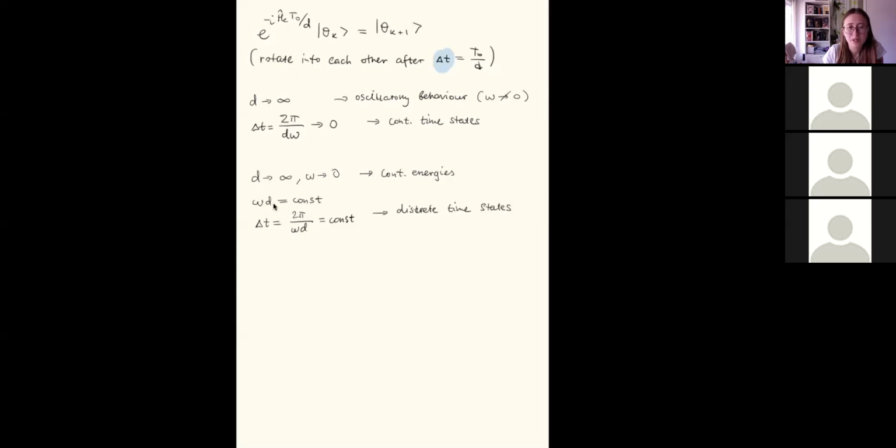Unless, of course, we also have omega going to 0, delta t going to 0, and d going to infinity. In this case, we'll just come back to our usual continuous limit of the Hamiltonian being the momentum of the clock.